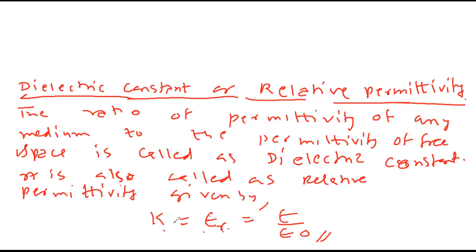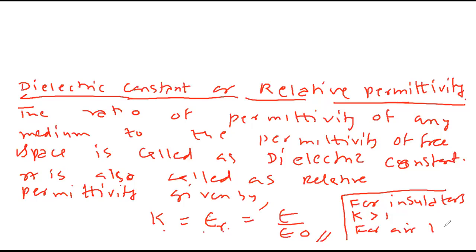Please write down. For insulators, K is greater than 1. For air, K equal to 1. For metal, K equals to infinity.